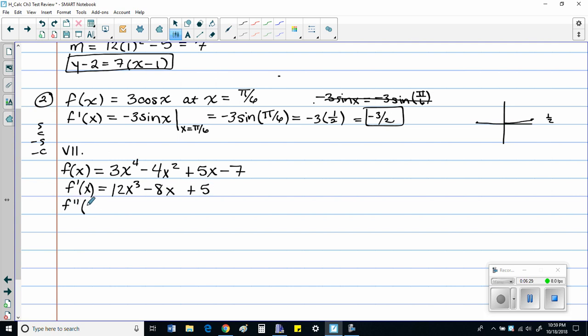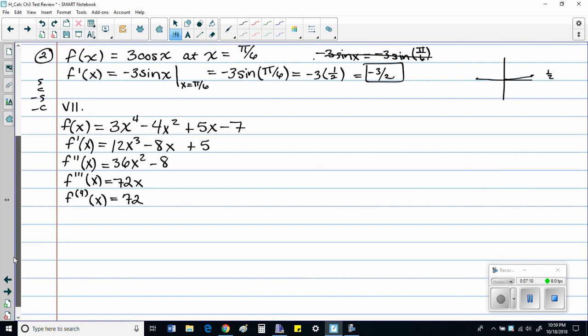F double prime of x equals 36x squared minus 8. And then f triple prime, which is really as many primes as you write. It's like 3. After that, you just write a little number in parentheses. It's not an exponent. You put it in parentheses. You'll see. And that is 72x. And then the fourth derivative of x, you put it like that, see? And that means it's not raised to the 4th. The 4th derivative is just 72.